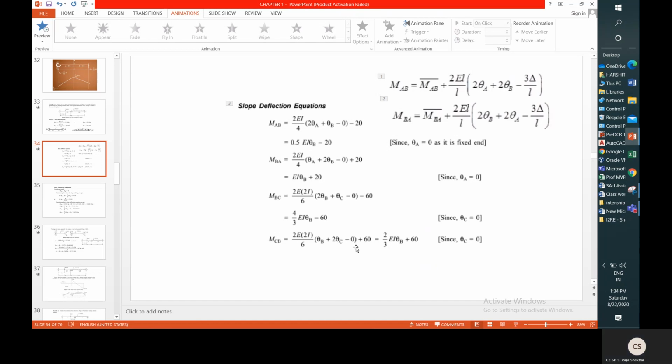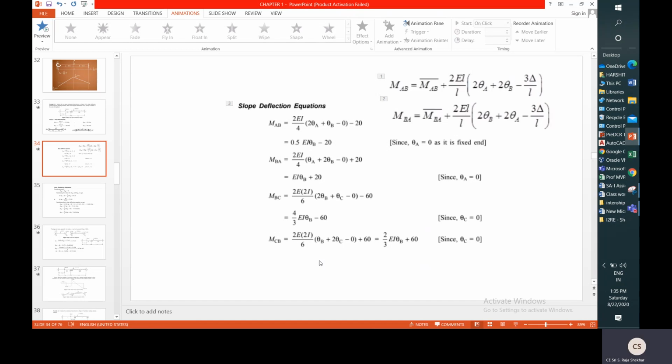This is the formula. So what you need to do is, in place of B in this equation, you write C, and in place of A, you write B, so that you will get the slope deflection equation for the member BC in the CB direction. Okay, so this is the equation. Substitute theta C is equal to 0. You will get this equation.